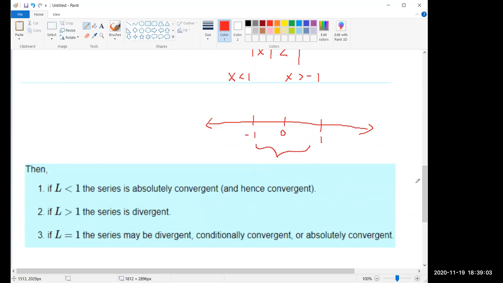Okay, so hopefully you guys saw what just happened. It's kind of like applying a lot of things at once. But that's how we use the ratio test to find the interval of convergence. So the interval of convergence here is from -1 to 1. So -1 to 1.